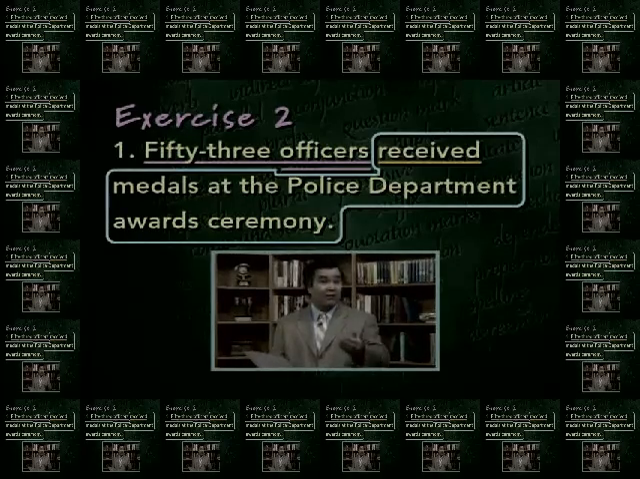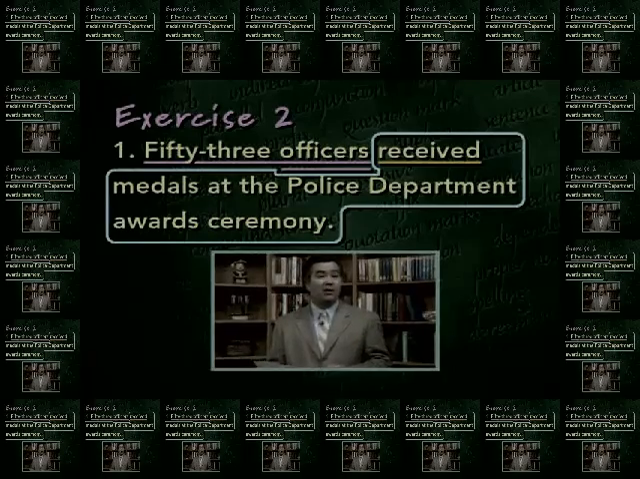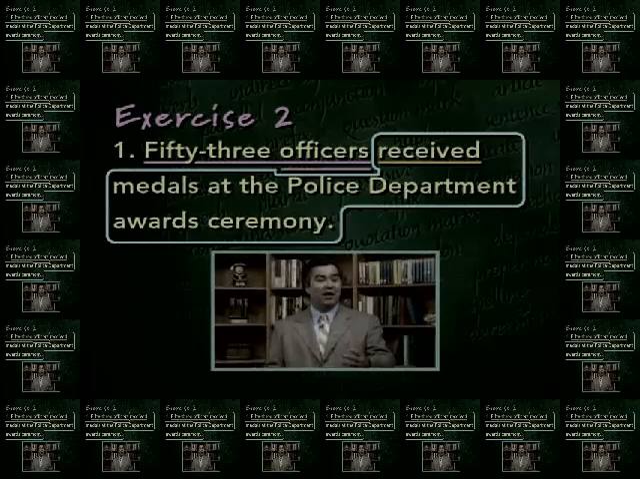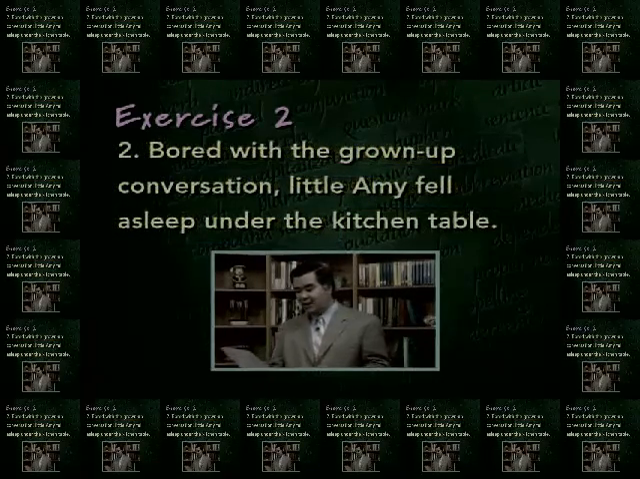What did they receive? Medals. Where did they receive them? At the police department awards ceremony. So all those other words in the predicate are there to give us more information about the action they did, namely the receiving. Let's take a look at the second sentence.